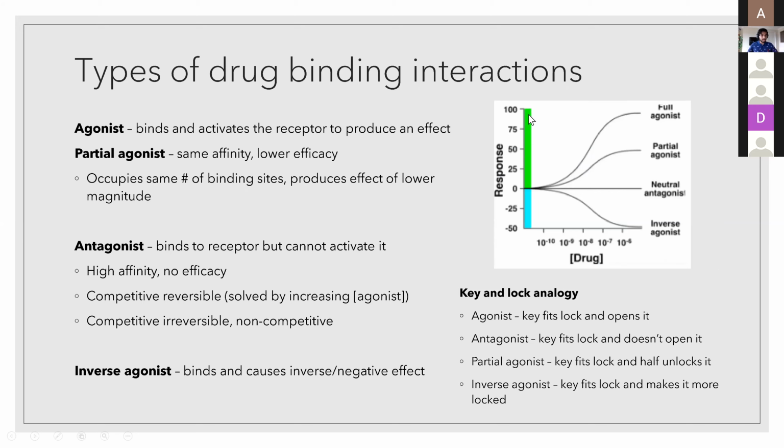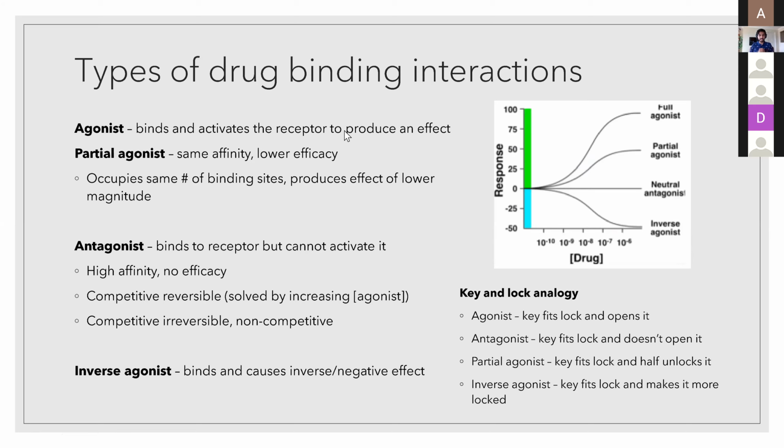We also have to know the different types of drug binding interactions. There are a few terms that we need to know. The first is agonist. This is where the drug binds to the receptor, activates it, and produces some sort of effect. It has affinity and it has efficacy. A partial agonist, on the other hand, binds to the receptor, but it produces a lower effect. So it may have the same affinity, but a lower efficacy.